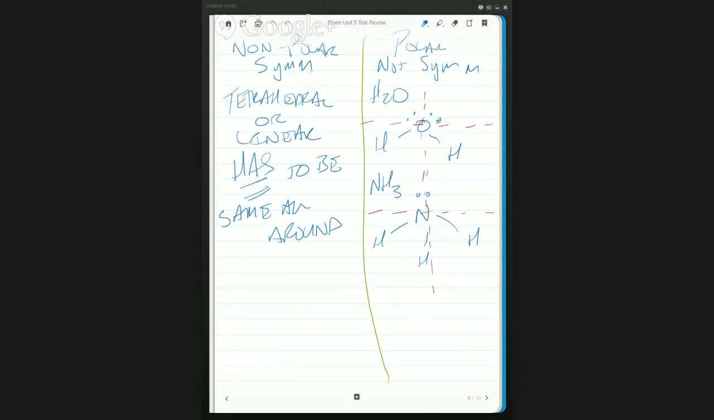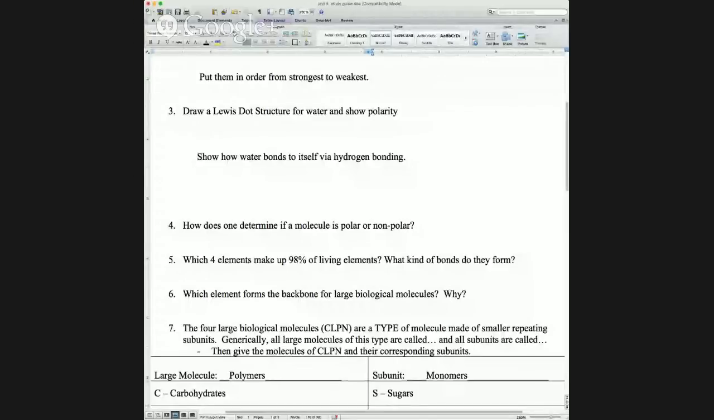Next question. Can we go over number 5 on the study guide? Absolutely. Let's take a look at that. There we go. Number 5. Which 4 elements make up 98% of living elements? What kind of bonds do they form? Okay. This one actually is easy. I can answer this one pretty quickly, and I'll just draw a picture because that's fun.